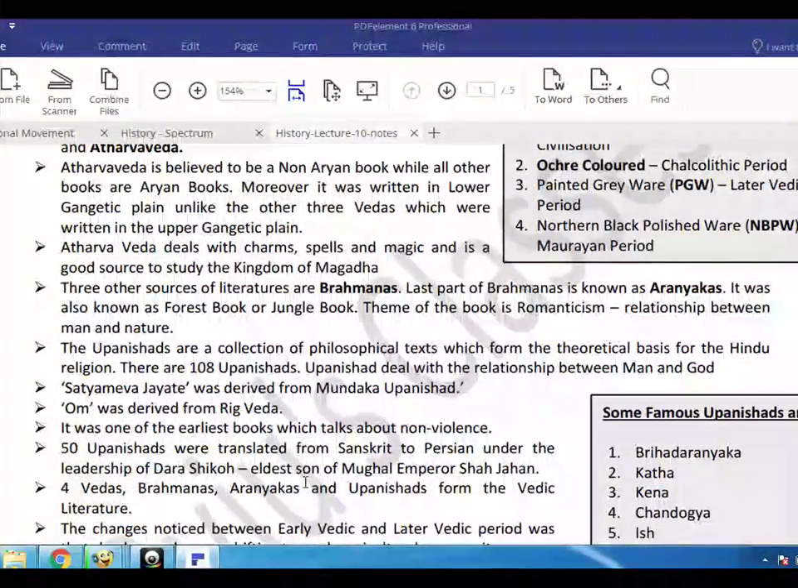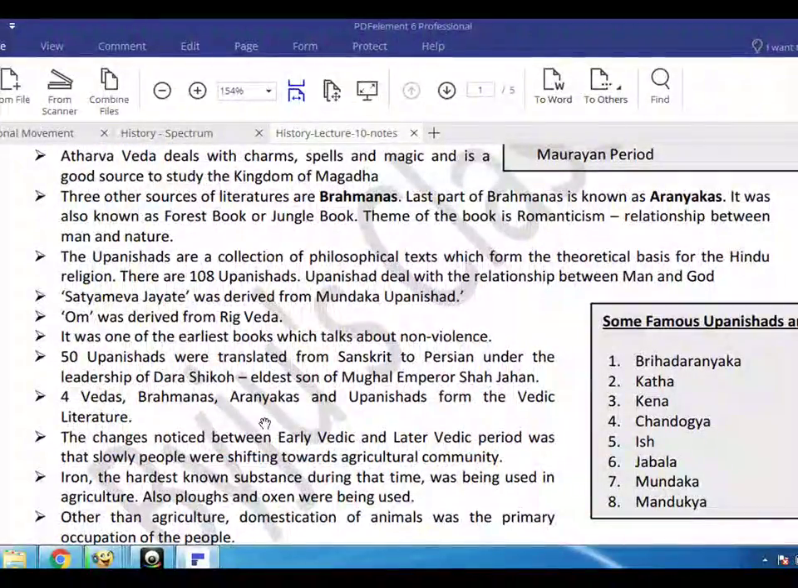50 Upanishads were translated from Sanskrit to Persian under the leadership of Dara Shikoh, eldest son of Mughal Emperor Shah Jahan. 4 Vedas, Brahmanas, Aranyakas and Upanishads form the Vedic literature.